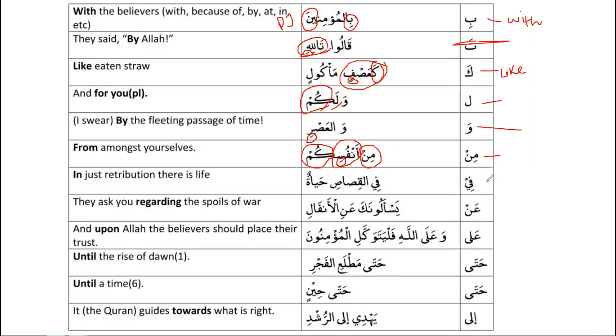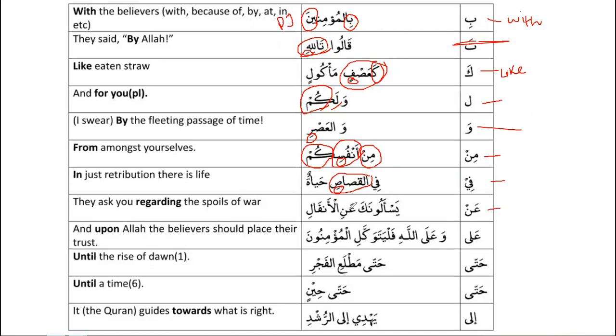Then comes fi. Fi means in. So fil qisasi. Fi is making the next word al qisas jar status. So my point is you have to find those words in the Quran, and you can find them easily. You can find a harf followed by an ism in jar status.